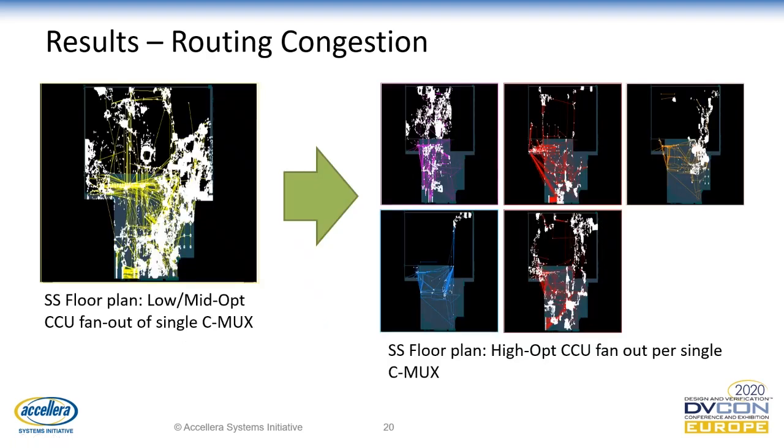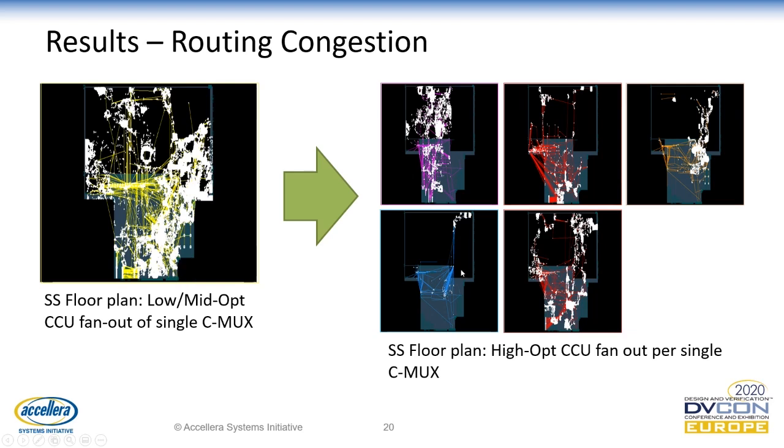Regarding the routing congestion, these are the snapshots that we got from the SignVisio tool. On the left-hand side, we can see the fan out of the clock controller unit for the mid and low optimized design, because in both cases we have only one single source. Essentially this part here is where all the clocks get generated. And you can see all the clocks, which are the yellow part, hit all the edges of the subsystem here, which is confined in this shade here.